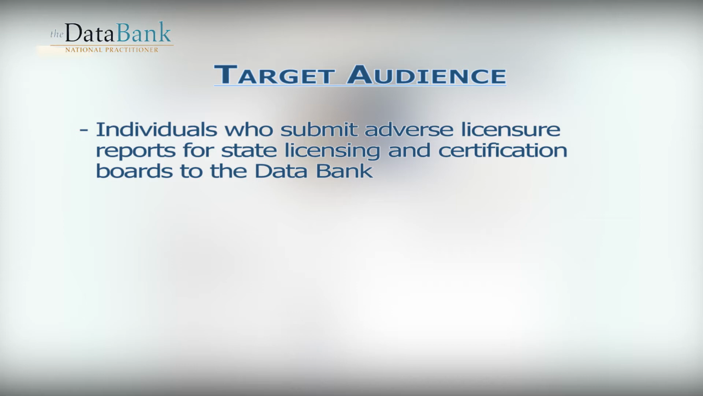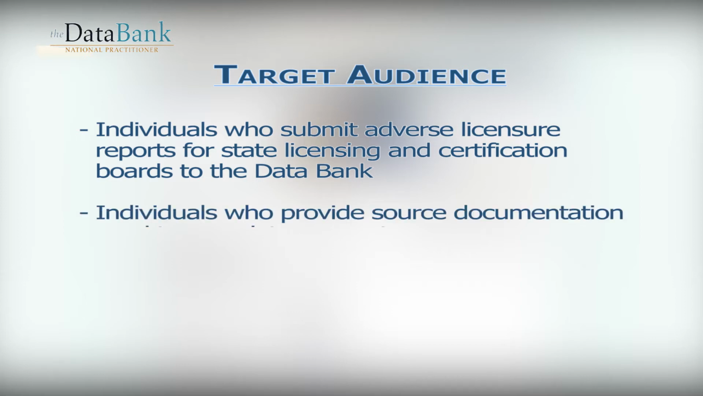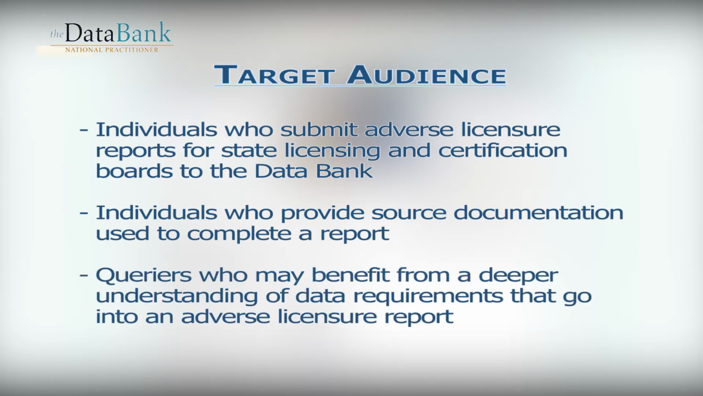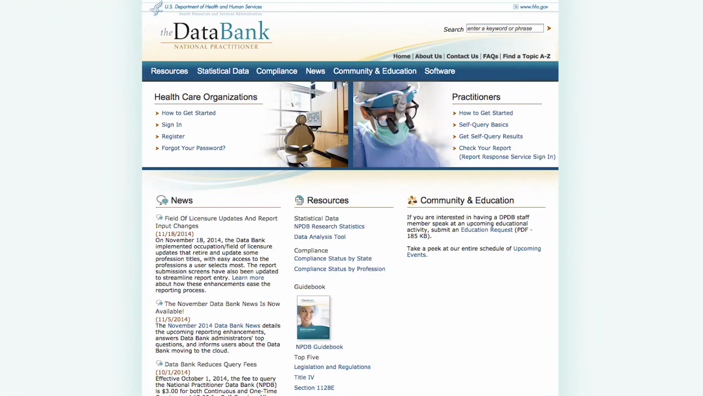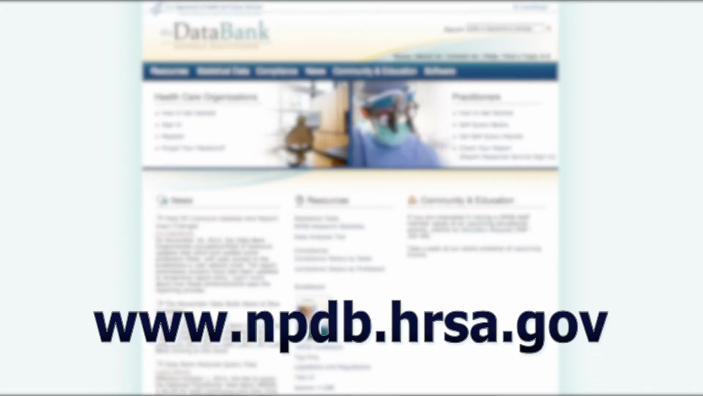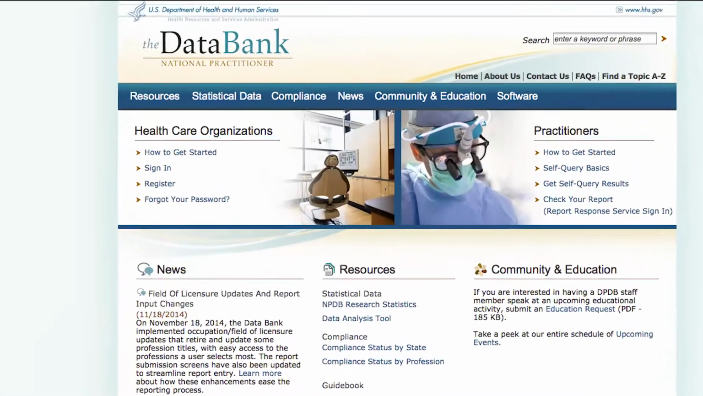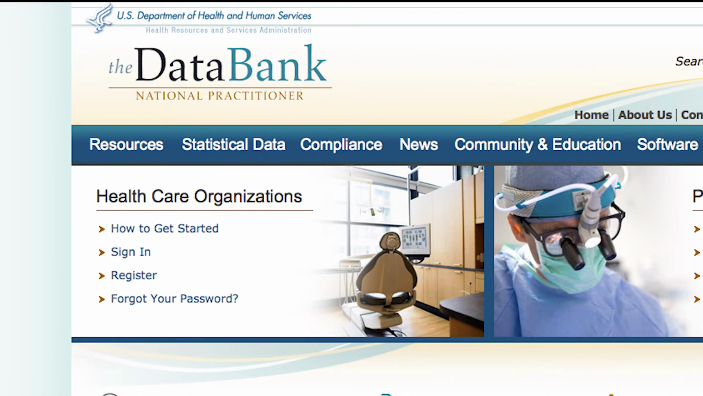Additionally, this video may provide useful information to individuals who provide source documentation used to complete a report. Queriers may also benefit from a deeper understanding of data requirements that go into an adverse licensure report. To submit an adverse licensure report, you first go to our homepage at www.npdb.hrsa.gov. On the left-hand side of our page, under Healthcare Organizations, you will select Sign In.